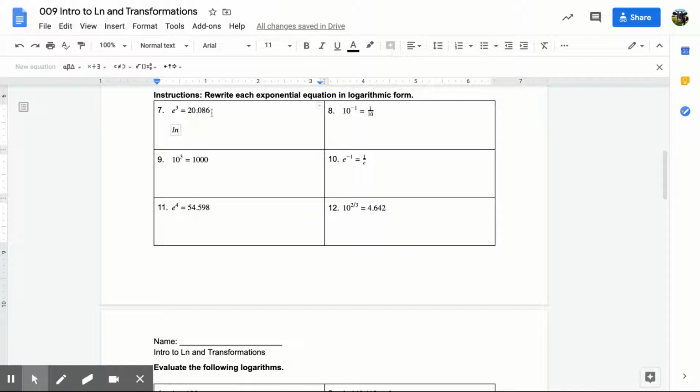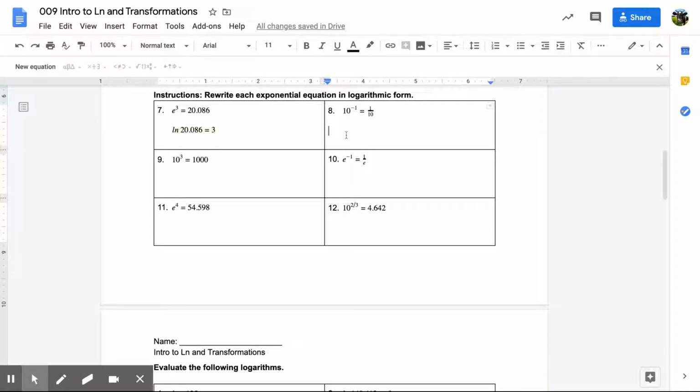The E and the 20.086 are the ones that would go together here. So E and 20.086. The exponent always goes by itself. But here's the thing. Because with a natural log the base is understood to be E, I don't have to type the E if I don't want to. Now, if you do, it's not wrong, but normally just as a shortcut, people don't type the E there. But I will not count that wrong if you do.